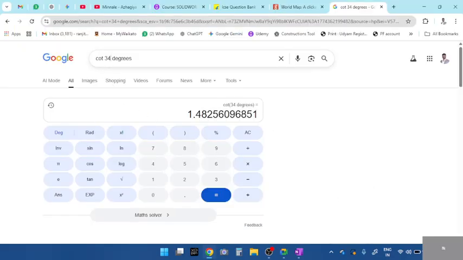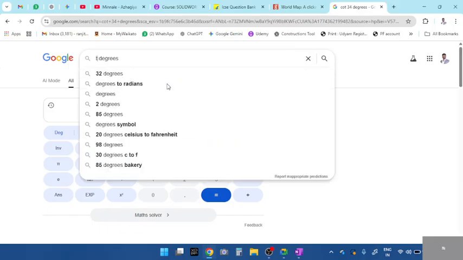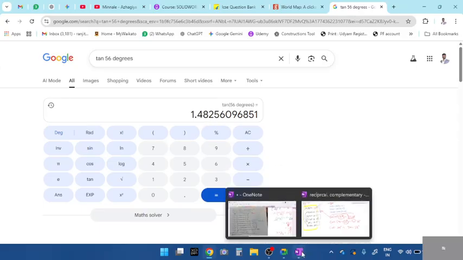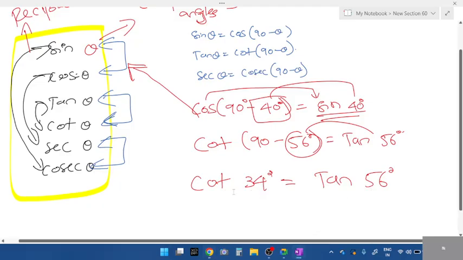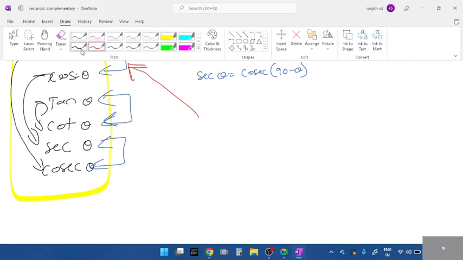1.48. Let us see tan 56. 1.48. Are we getting the same answer? 1.48? All of you understood? This is how we use the complementary angle, students. So definitely the values will be equal. You don't have to memorize the formula.